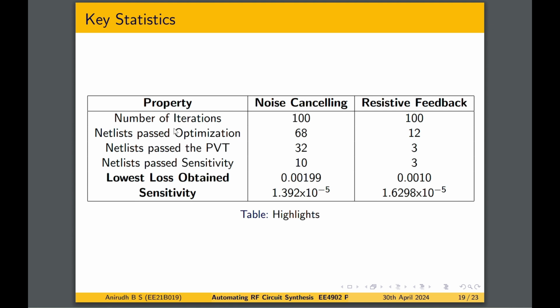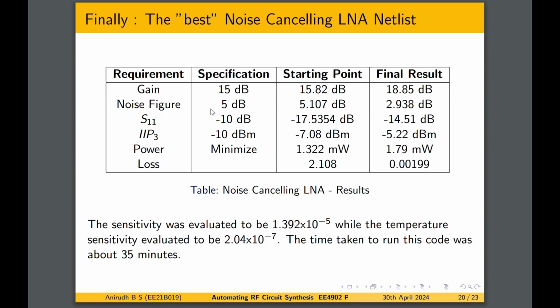Moving forward, now I'll describe the best netlist that was obtained for the noise cancelling LNA case. The specification for gain was 15 dB, noise figure was 5 dB, S11 -10 dB, IIP3 -10 dBm, and power needed to be minimized. The starting netlist had a gain of 15 dB, noise figure of around 5.1, S11 of around -17.53, and IIP3 of -7. Power was 1.32 milliwatt, and the loss was 2.1.